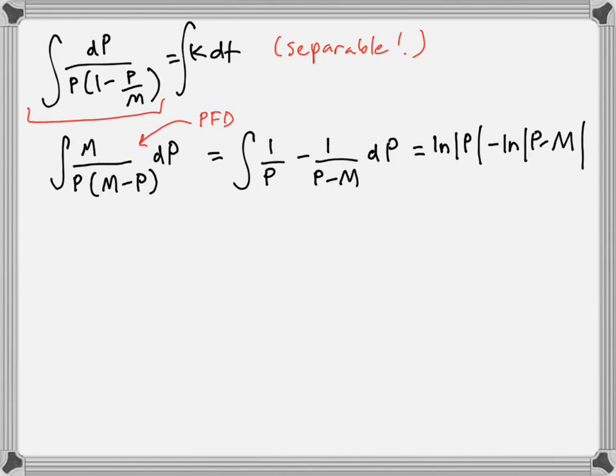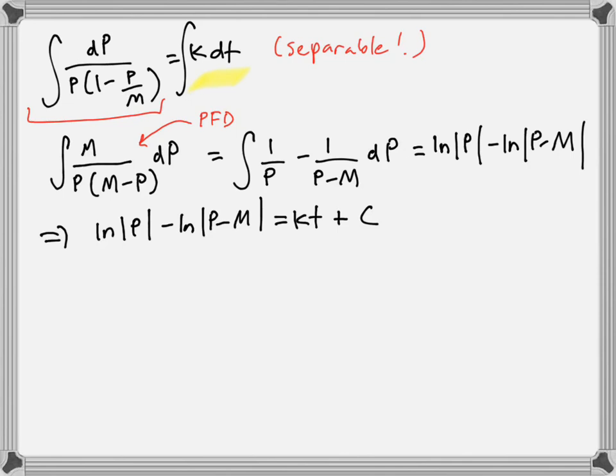Okay, so all of what I just wrote is the left side. But if you look at the right side here, the right side is extremely easy to integrate. That's just kt. So put it all together, you end up with the following: ln of P minus ln of (P minus M) is equal to kt plus C.